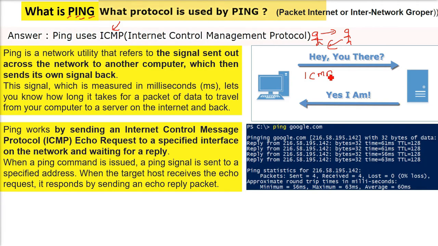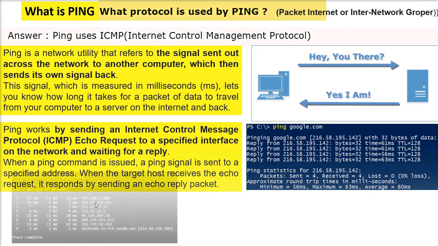It will be an echo request to a specified interface on the network, and then it will wait for a reply. When you type the ping command, a ping signal is sent to a specified address. When the target host receives the echo request, it responds by sending an echo reply packet. So let me tell you again, ping is all about using ICMP, sending the echo request of ICMP, and the target system will just send the echo reply packet. And this is what ping is.